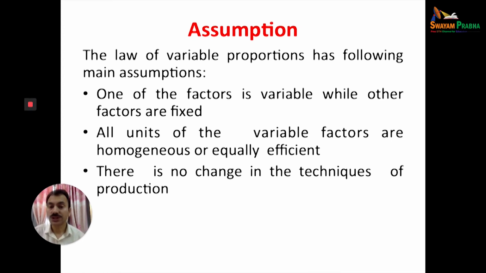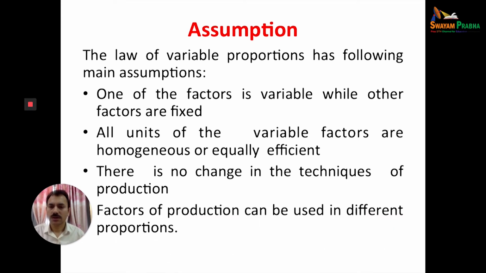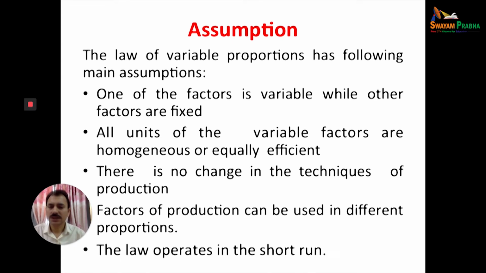Similarly, there is no change in techniques of production, although again this is a limitation. How is it possible that there is no change in techniques of production? But we have to assume this when discussing the law of variable proportion. This is another important assumption, that there is no change in technology. Then, factors of production can be used in different proportions as per the requirement. And lastly, the law operates in the short run only. In the long run, this law will not operate.